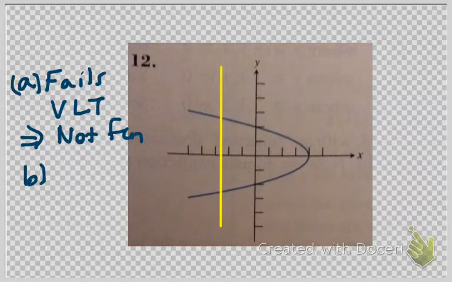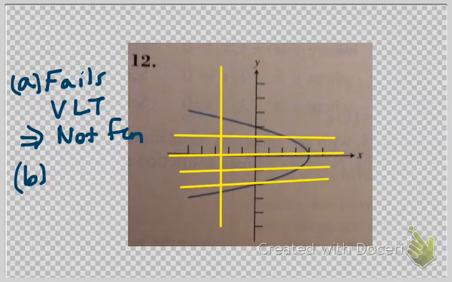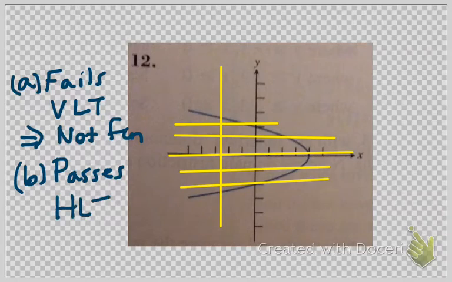And then we go to B, which says, would the inverse of this relation be a function? And that's the horizontal line test, and this one passes the horizontal line test anywhere you want to put a horizontal line. So since it passes the horizontal line test, we conclude that the inverse is a function.